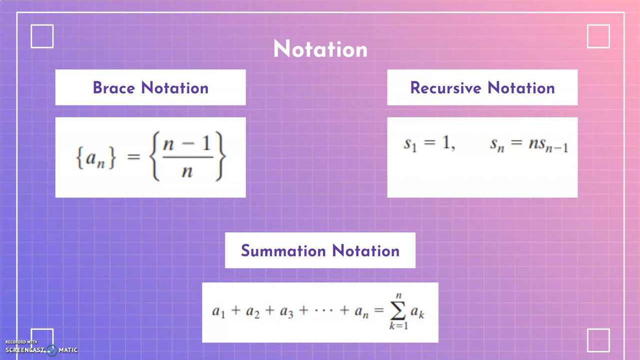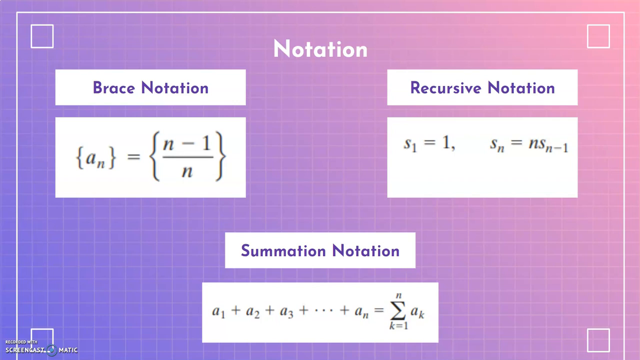When we write sequences, we have a few options for notation. First is brace notation. When a formula for the nth term, sometimes called the general term, of a sequence is known, we can use brace notation by representing the entire sequence with braces around it.